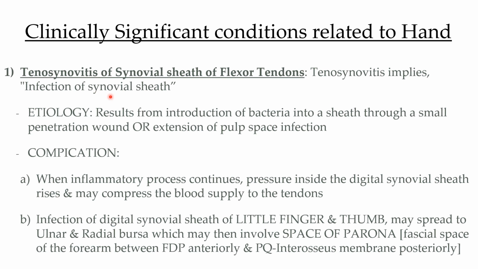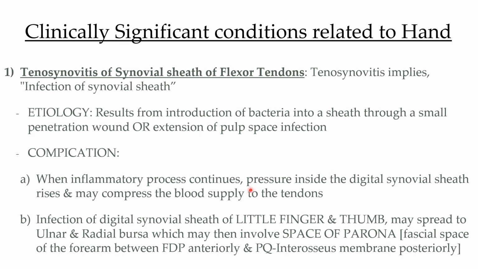And when can this occur? It commonly occurs following a small penetration wound to the hand, or it may occur secondary to pulp space infection. Now, certain complications may occur in neglected cases of tenosynovitis. First, avascular necrosis of the phalanges may occur, as whenever tenosynovitis occurs secondary to pulp space infection, at that time the pressure inside the pulp space may increase and may result in decreased blood supply to the phalanges. As a result, the distal part of the distal phalanx may undergo avascular necrosis.